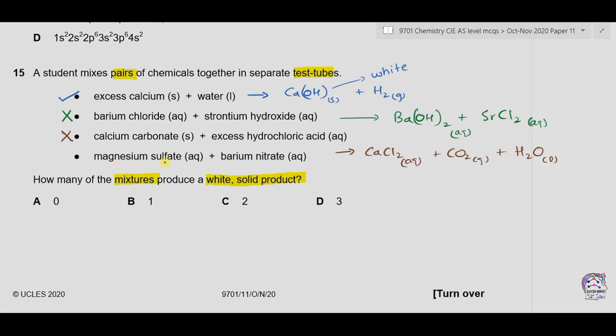In the last one we have magnesium sulfate along with barium nitrate. So the product formed will be magnesium nitrate aqueous along with barium sulfate. Now barium sulfate is insoluble and it is white solid. So therefore this reaction is correct, as two reactions form solid white product, so therefore answer is C.